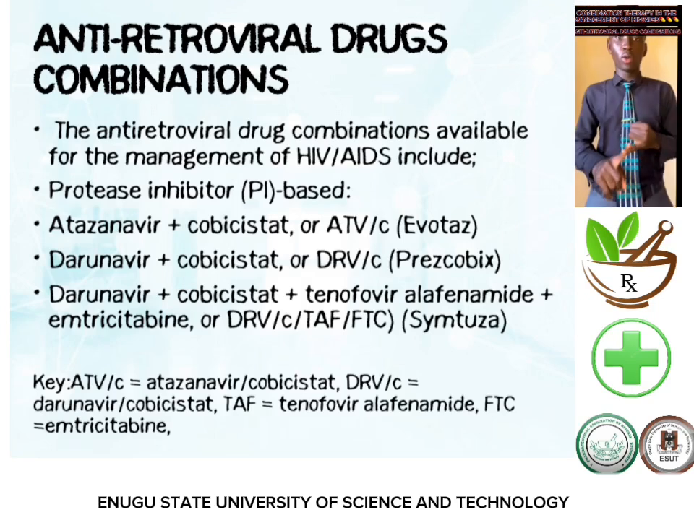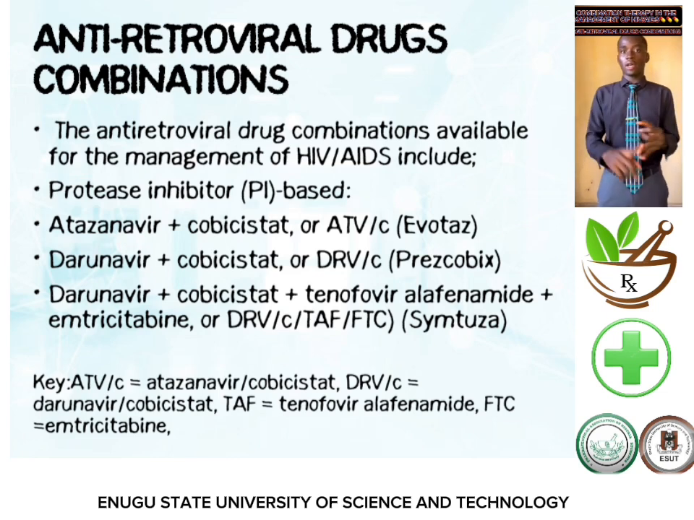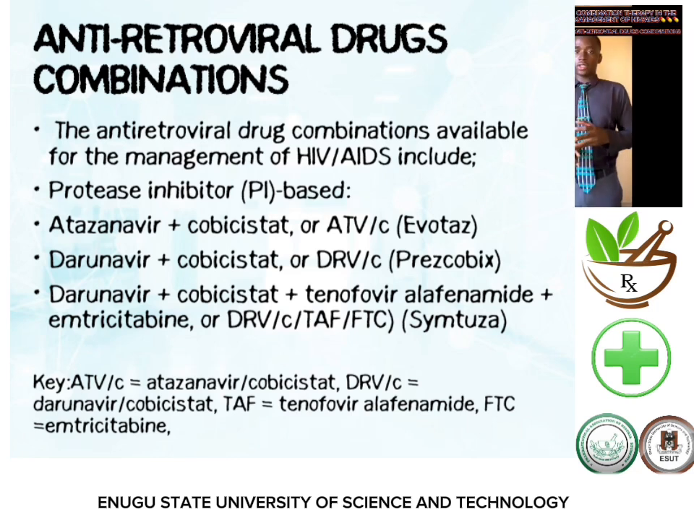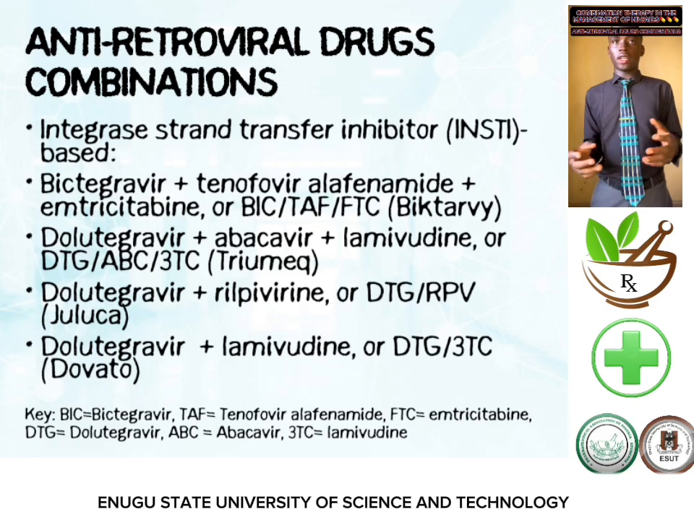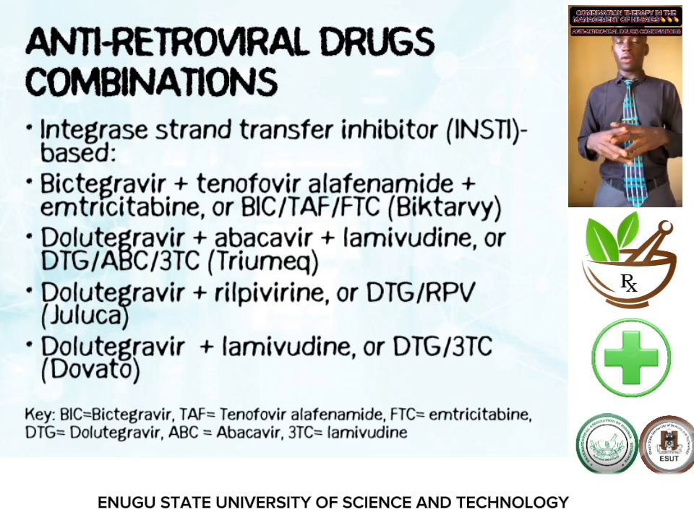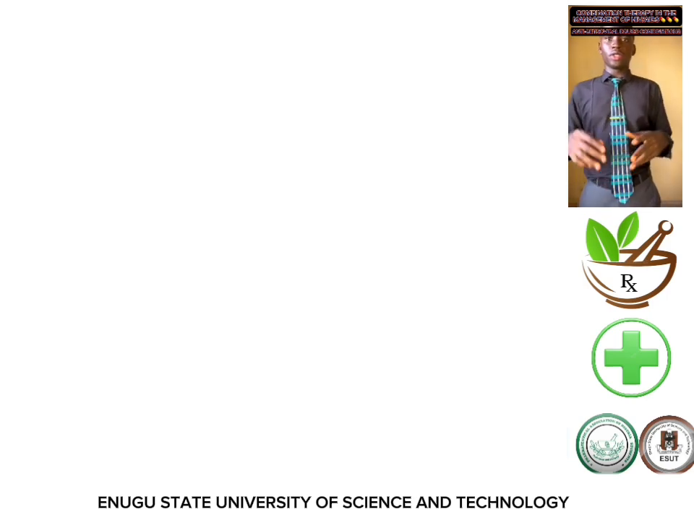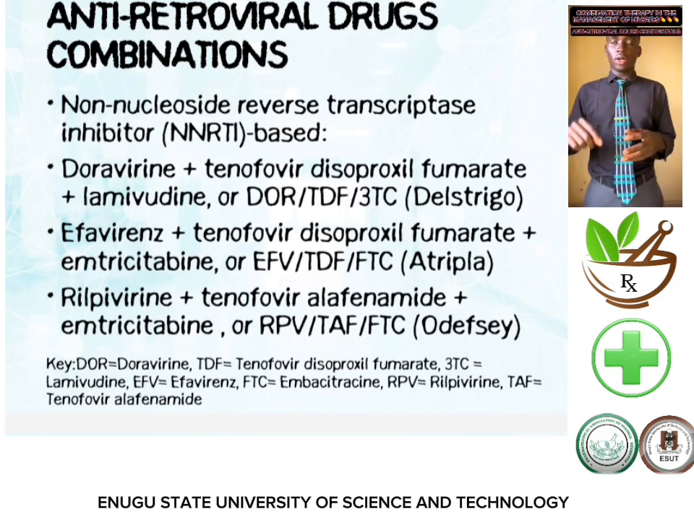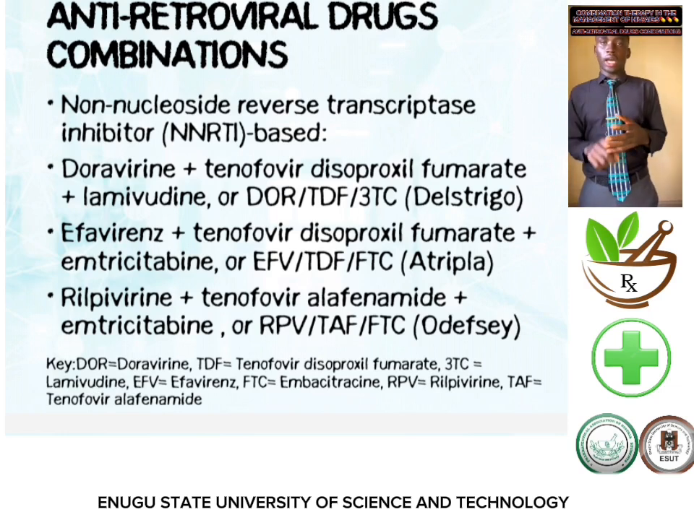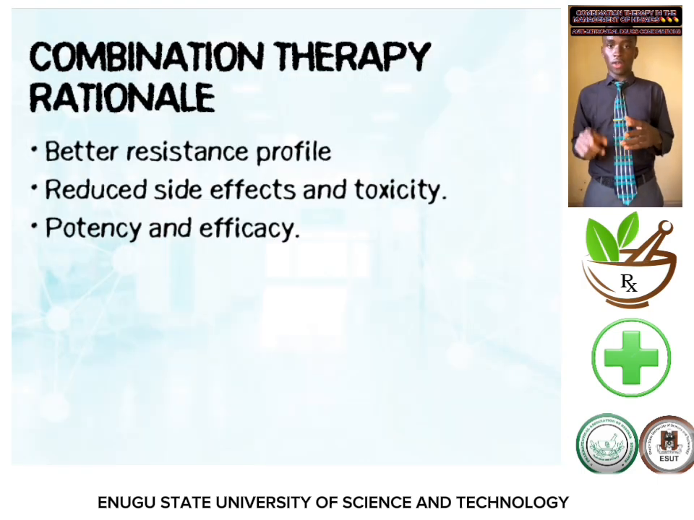The first one is protease inhibitors based. An example of protease inhibitors based is atazanavir plus cobicistat. The next classification is integrase strand transfer inhibitor. An example is dolutegravir plus RPV. The third is non-nucleoside reverse transcriptase inhibitor. An example is atazanavir plus tenofovir.